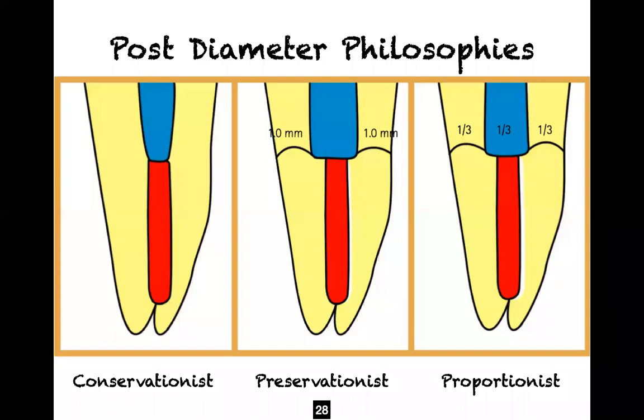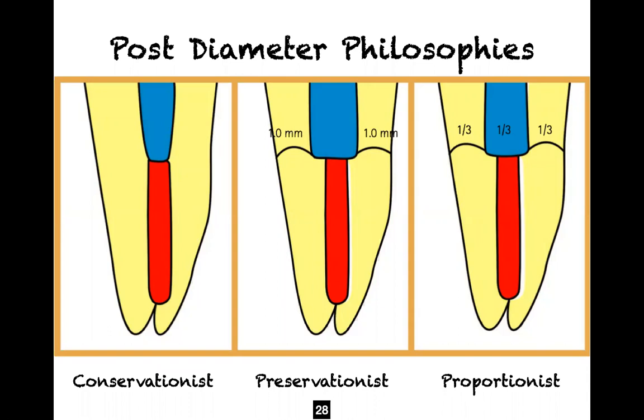In other words, the one who follows the conservationist theory, उसका कोई dimension नहीं है diameter का, but what they say is minimal होनी चाहिए diameter की depth, because हमको side का जो dentine है वो बचाना है, root dentine we have to preserve. So there is no diameter, but you have to tell them that the name suggests conservationist, मतलब मुझे conserve करना है. The next approach is preservationist.